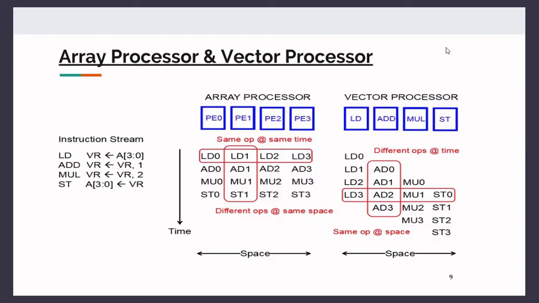Now look at the vector processing. If you remember the concept of pipelining that you have learned already, the vector processor works in a pipelined mode. In the first cycle, the first instruction gets executed for the first data element. The same data element is then passed on to the second instruction in the second cycle. And by the time, the first instruction is executed with the second data element.